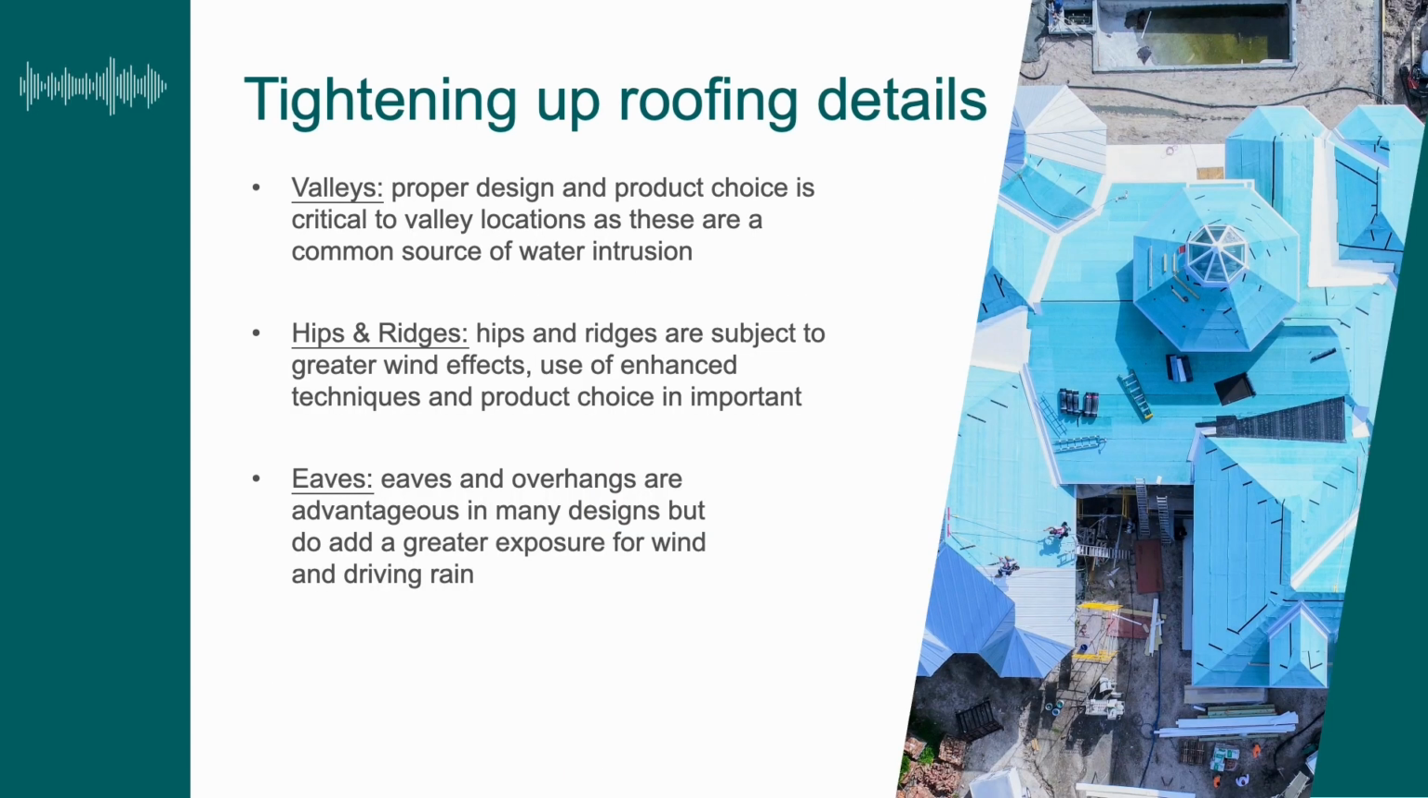When we're tightening up our roof details, it's very important to pay attention because proper design and product choice is critical to valley locations, as these are a common source of water intrusion. Your hips and ridges are subject to greater wind effects, so use of enhanced techniques and product choice is very important. A lot of times you'll see enhanced applications through mechanical fastening or the use of secondary bonding adhesives. Your eaves and overhangs are advantageous to many of the designs, but they do add a greater exposure to wind and driving rain. So we want to remember those considerations as we're laying out and planning our roof systems.